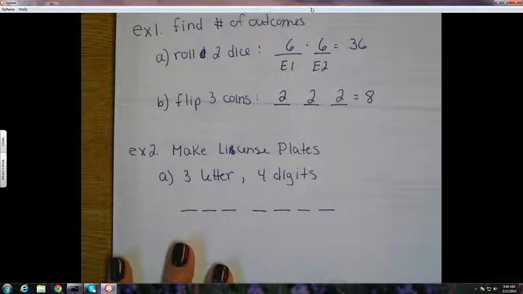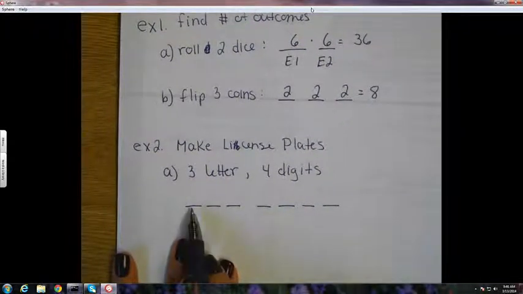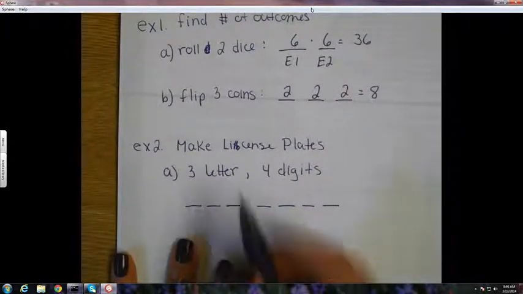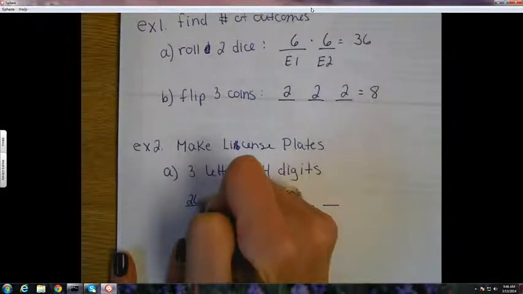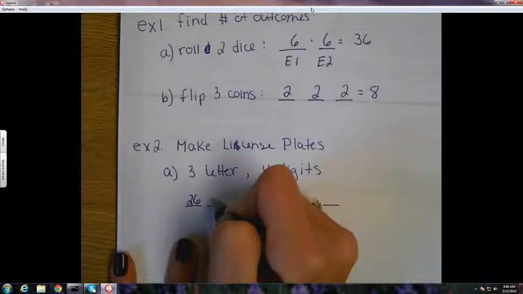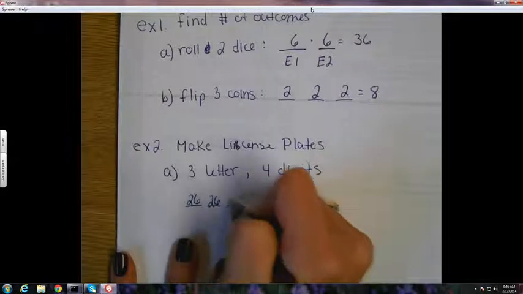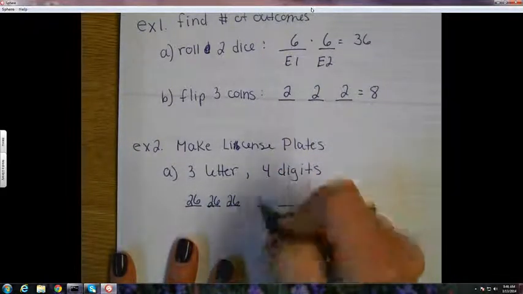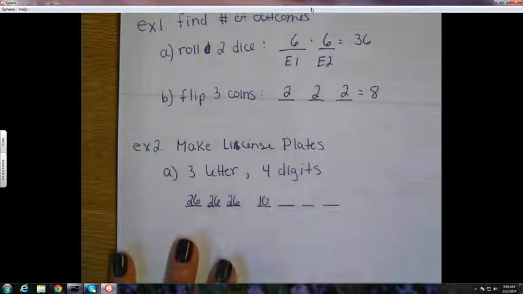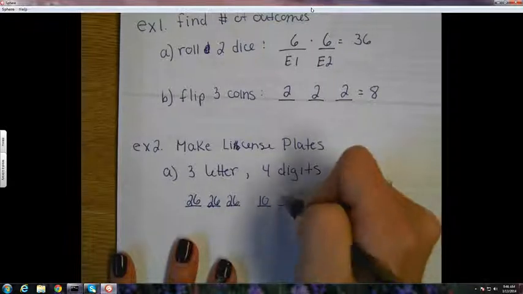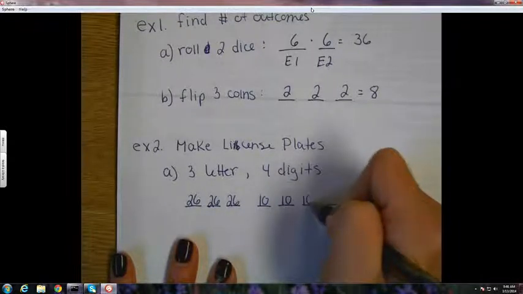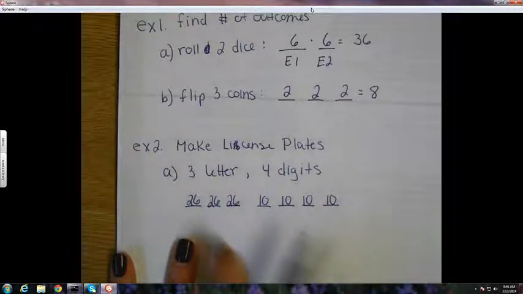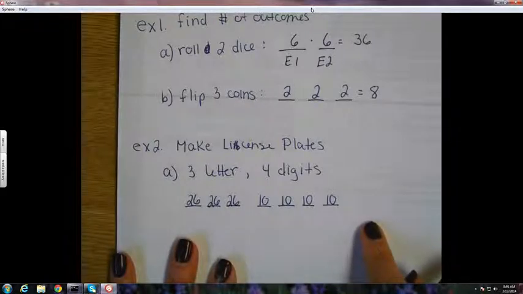Okay, event 1 is to pick a letter. How many choices do I have? 26 letters in our alphabet. Second one, digits. 10 digits. 0, 1, 2, 3, 4, 5, 6, 7, 8, 9. That's 10 options. What do I do with all of those numbers? Multiply. It's going to be very big. We're not going to take the time to actually multiply.